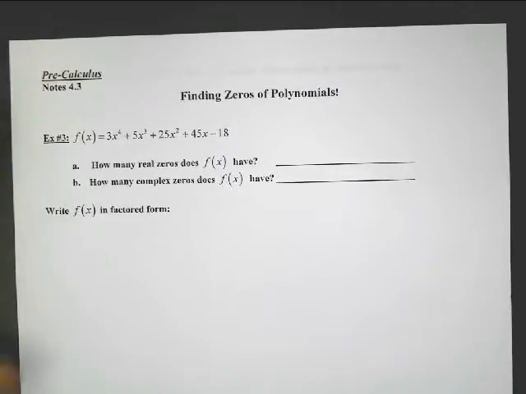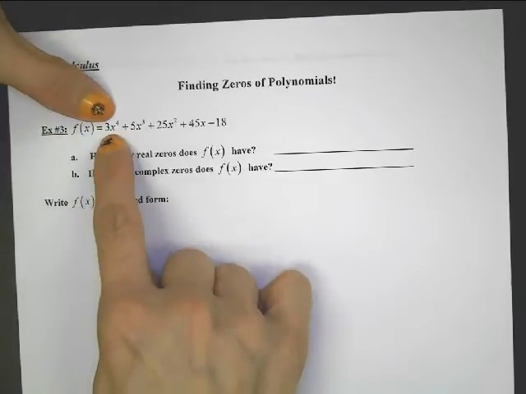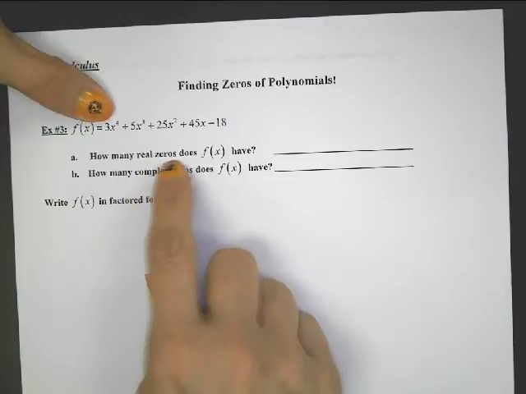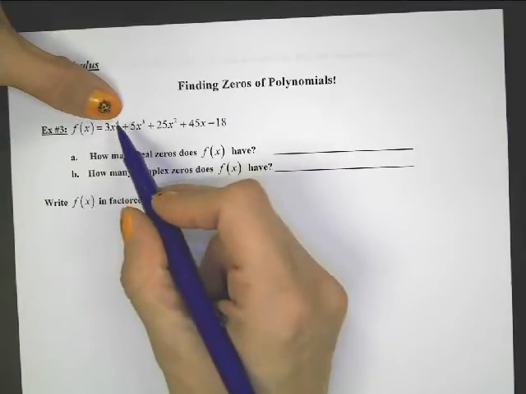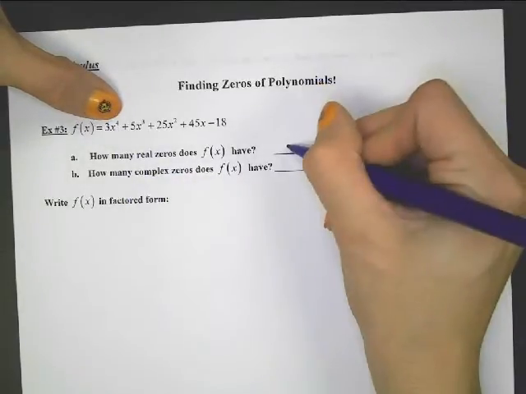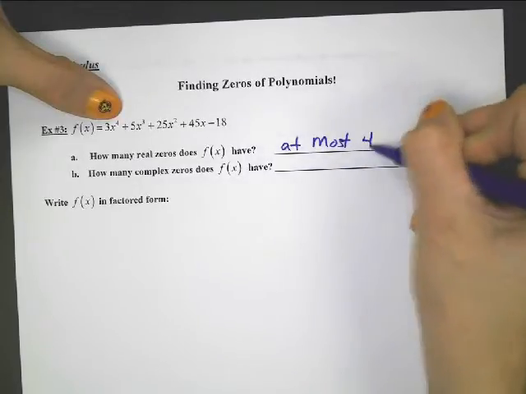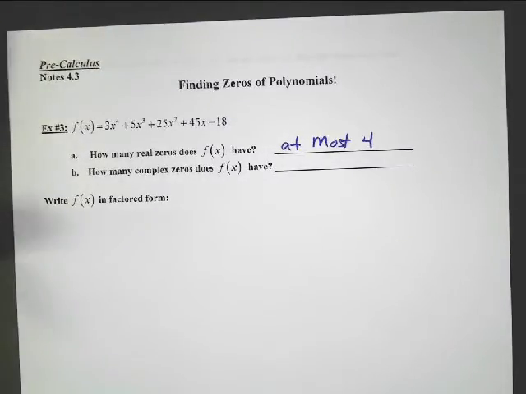Finding zeros of polynomials. So let's just recap all the different things that we know. If you take a look at f of x, it's a 4th power. He's got lots of terms. How many real zeros does he have? I know people like to look at the power, but not necessarily that. The correct answer is at most 4. Maybe he has 4, maybe he only has 1 or 2. Maybe he has 0. How many complex zeros?